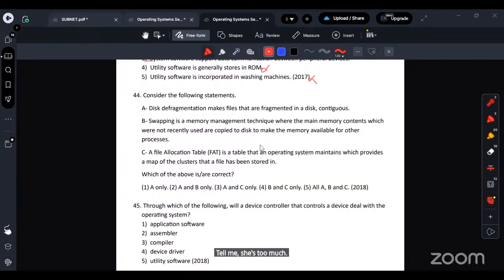We have to do until I think 2024. See which question number is this? 44.